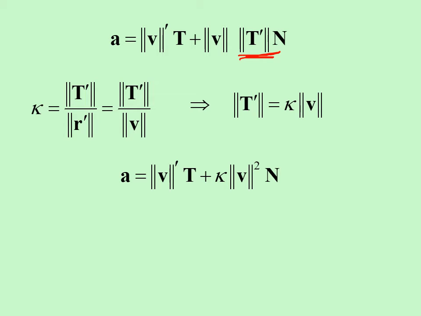Now that's magnitude of v, and the other magnitude of v is going to give us the magnitude of v squared. And so the acceleration component that we call the normal component could be written as the curvature times the magnitude of v squared.